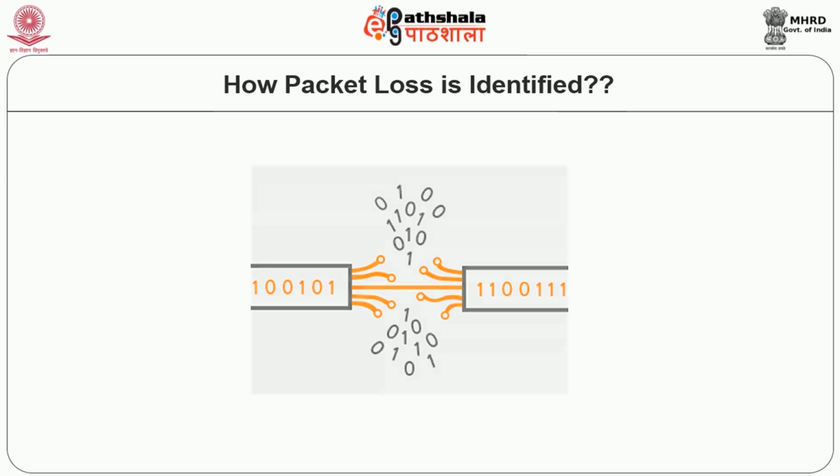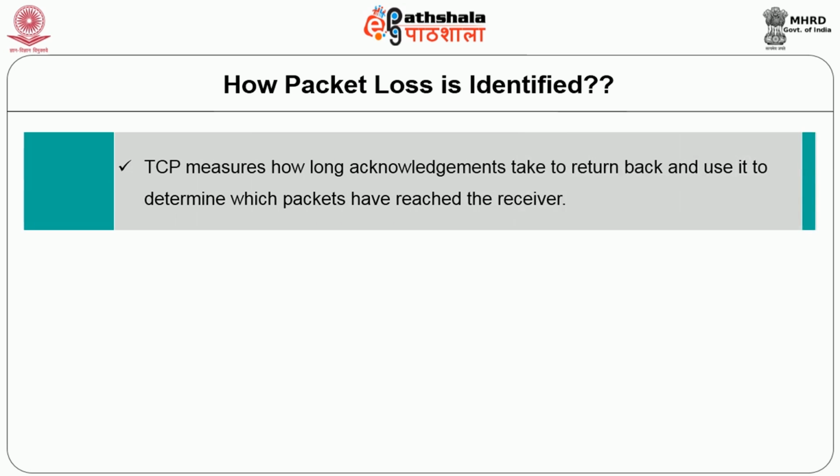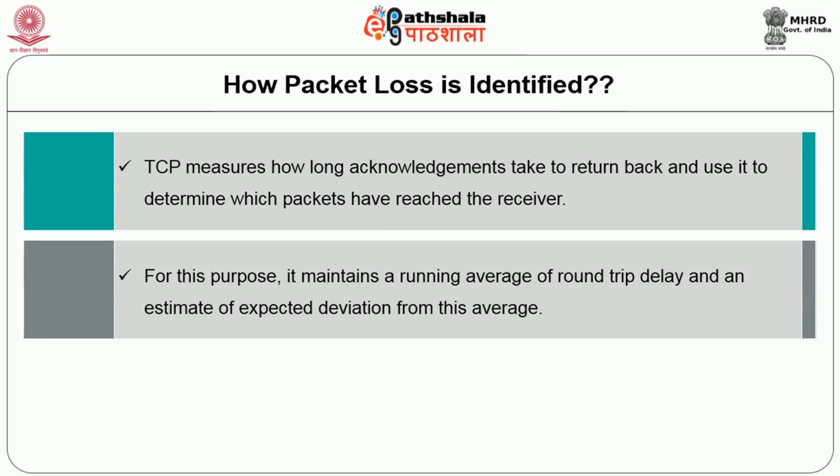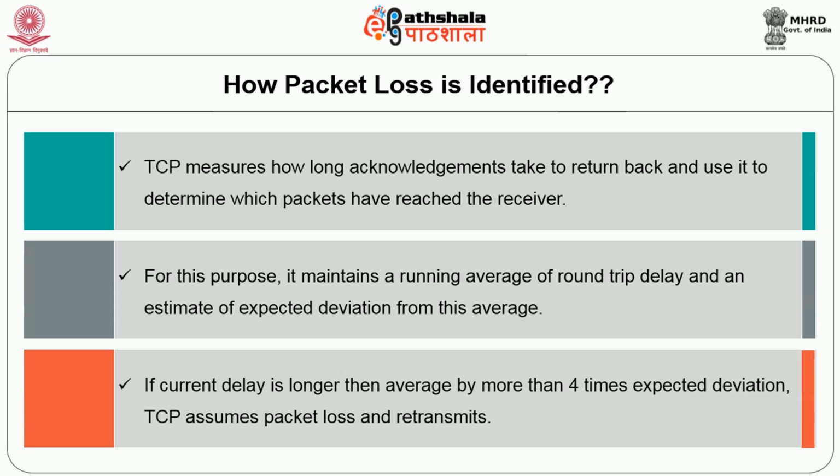So we will just look at these 2 conditions. TCP measures how long the acknowledgements take to return back, and uses it to determine which packets have reached the receiver, and provides reliability by retransmitting the lost packets. For this purpose, it maintains a running average of round trip delay and an estimate of expected deviation from the average. So if the current delay is longer than the average by more than 4 times expected deviation, it assumes packet loss and it retransmits.